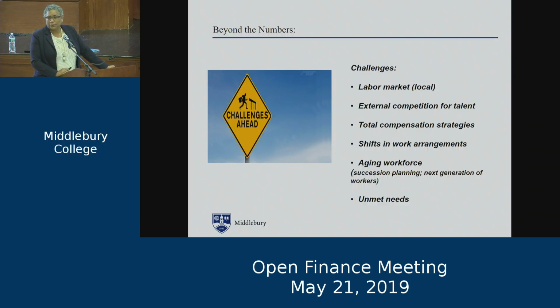It also revealed that we're probably going to have to think more strategically about shifting the way people work, whether or not we're looking at remote workers or flexible work hours. That was one of the things that it teed up. And also that we have an aging workforce, and we need to be thinking about succession planning as well as preparing ourselves for the next generation of workers.